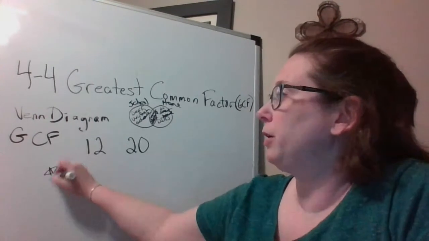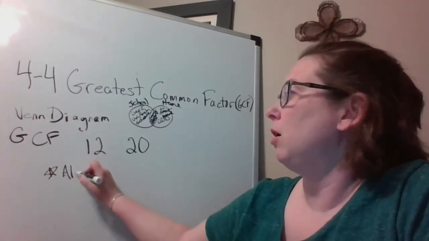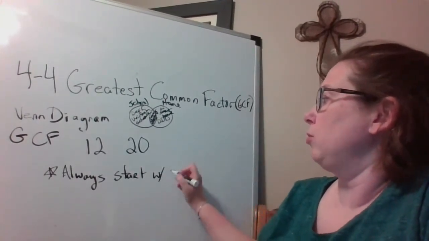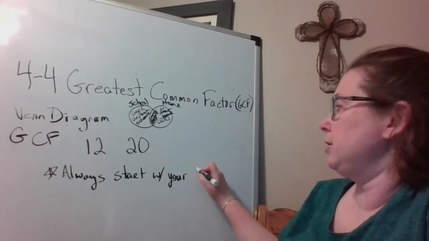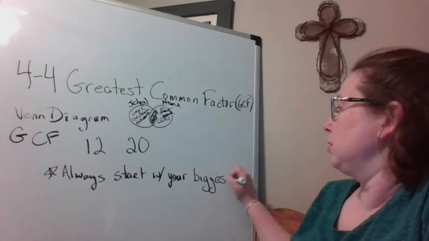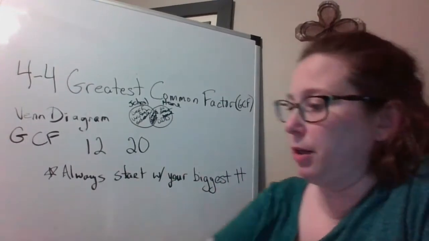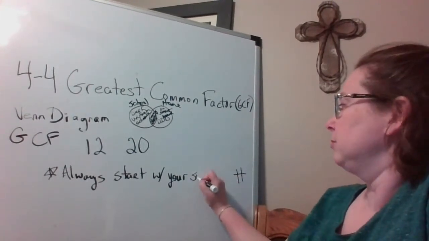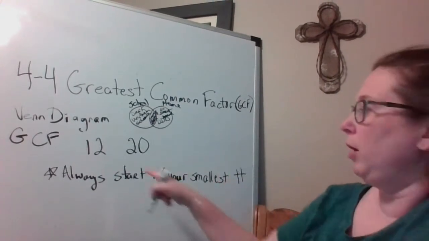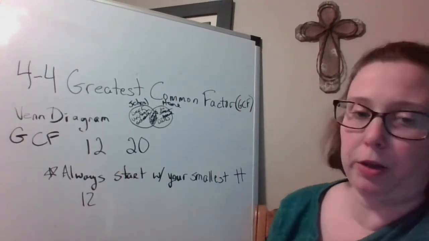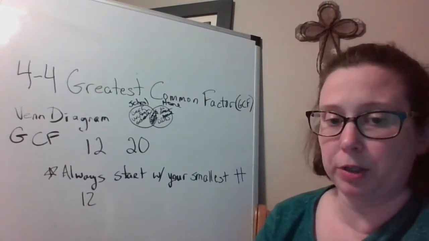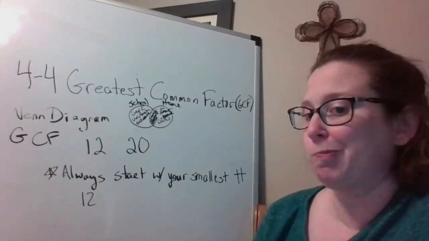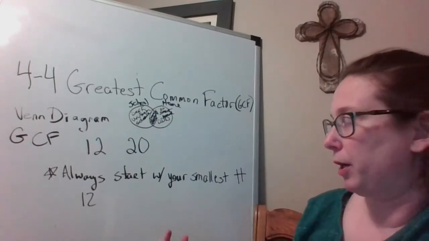So you're always going to start, and please write this in your notes, always start with your biggest number. I'm sorry, that was wrong. Always start with your smallest number. What I mean by that is in this example, we're going to look at 12. 12 is our smallest number, so we're going to start there. Does 12 go into 20 without a remainder? Doesn't. So we need to keep working at this.